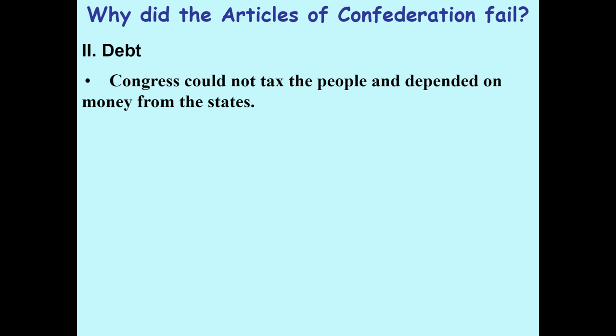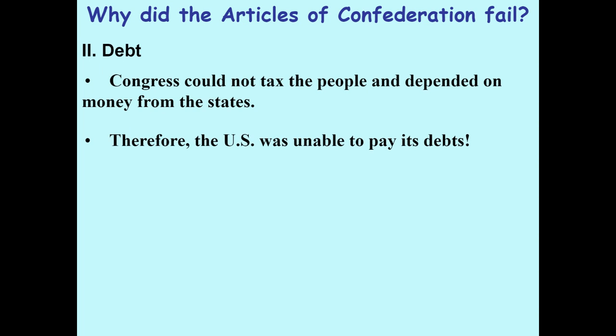Well, lots of things start happening. For one, Congress, under the Articles of Confederation, did not have the ability to tax, so it couldn't raise money to pay people back. And with that being said, without the ability to raise money, the United States could not pay its debts.